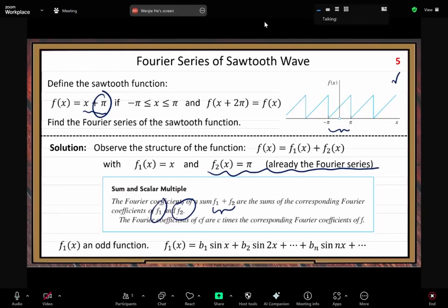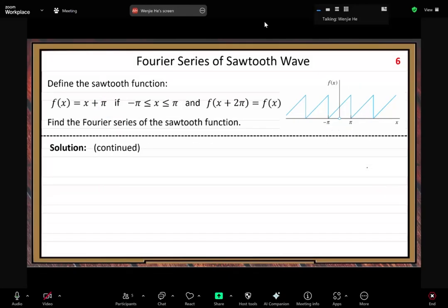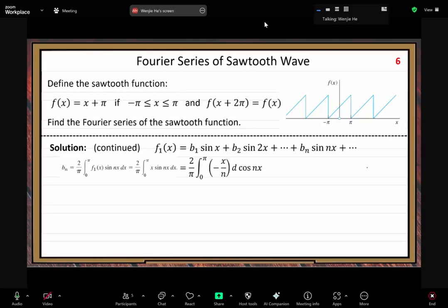Let's use the formula for the b coefficients to calculate f1. We plug in f1, which is x, with the sine term, and then calculate. After calculation, we have this.